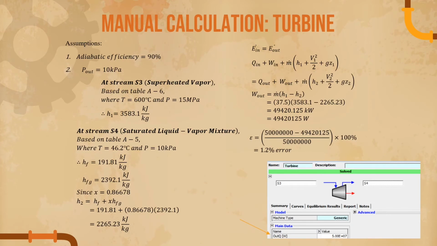This is our manual calculation. We start at the turbine. The assumptions used are the adiabatic efficiency is equal to 90% and the outlet pressure is 10 kilopascal. At stream S3, the phase is superheated vapor and H1 obtained is 3583.1 kJ per kilogram. At stream S4, a saturated liquid vapor mixture, the vapor fraction is 0.86678. So the H2 obtained is 2265.23 kJ per kilogram. Perform energy balance and the work out is 494,20125 watt and the error is 1.2%, so it is still acceptable.